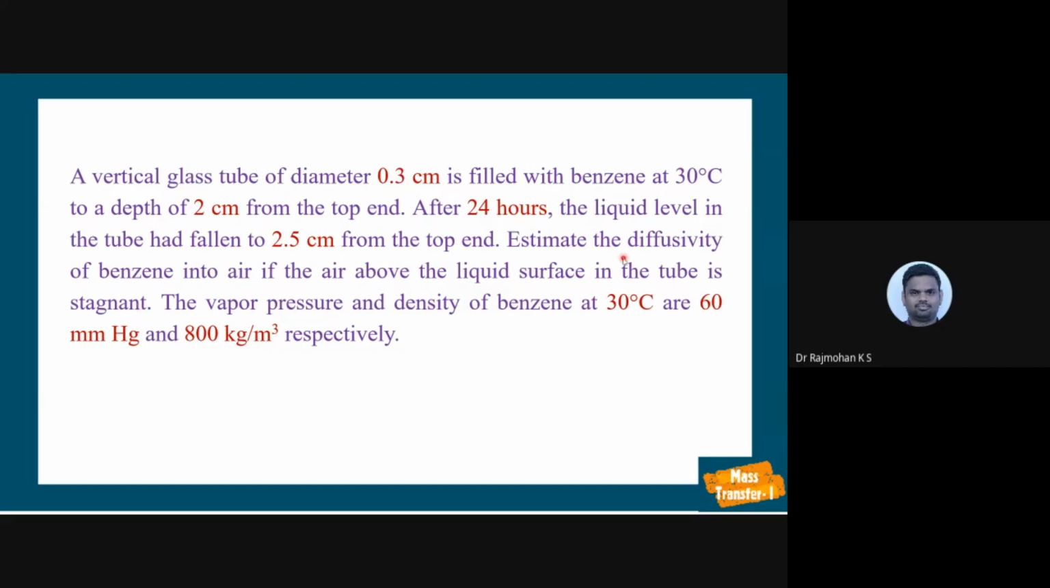So this sentence is given to ensure that A is diffusing, B is non-diffusing. The vapor pressure and density of the benzene at 30 degrees Celsius are 60 mm mercury and 800 kg per meter cube respectively. Okay, so first write the given data and solve the problem.